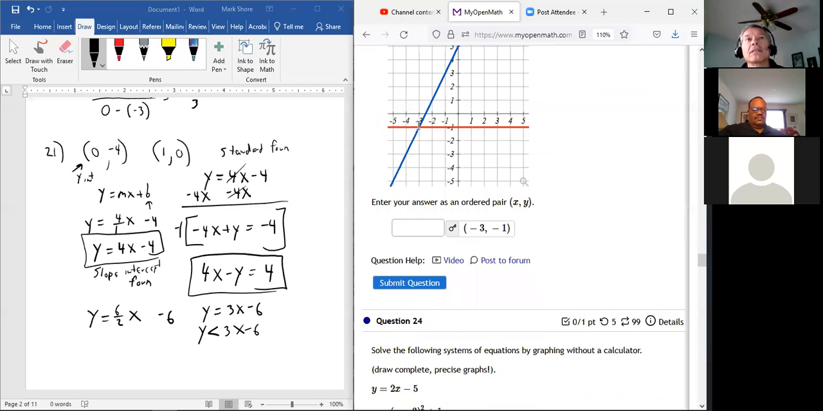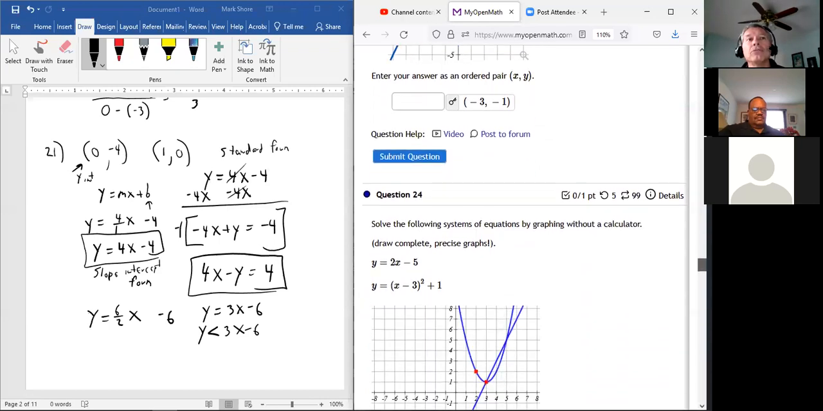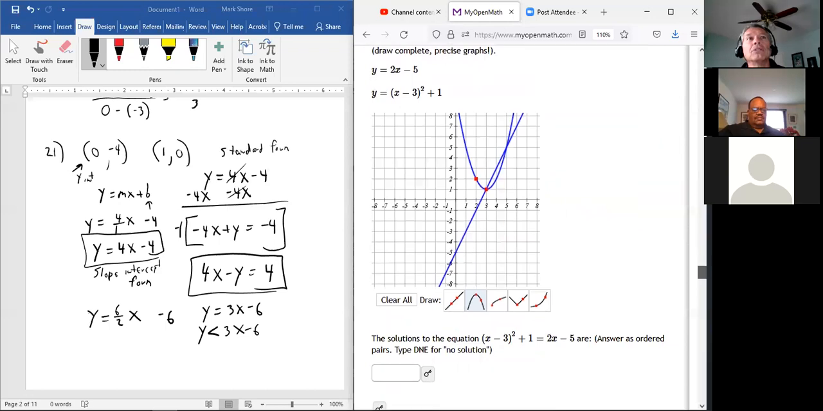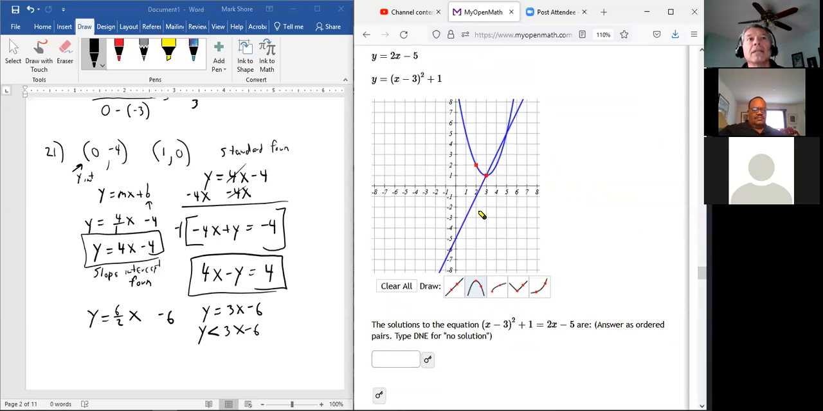It's where they intersect. So where do these two things intersect? Well, you can see one point that they intersect is right here at that vertex point, which is the point 3, 1. So 3, 1. And I think we got to put a comma in between these 2 points.